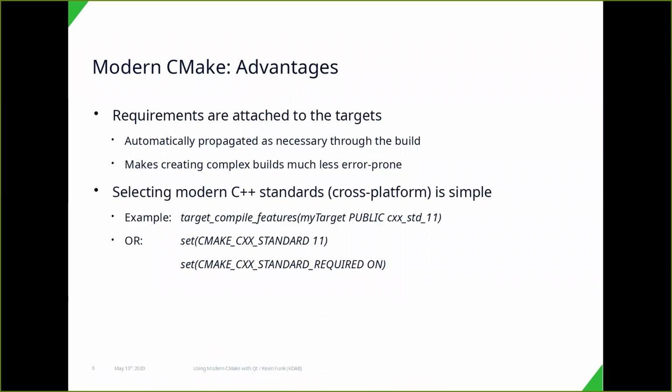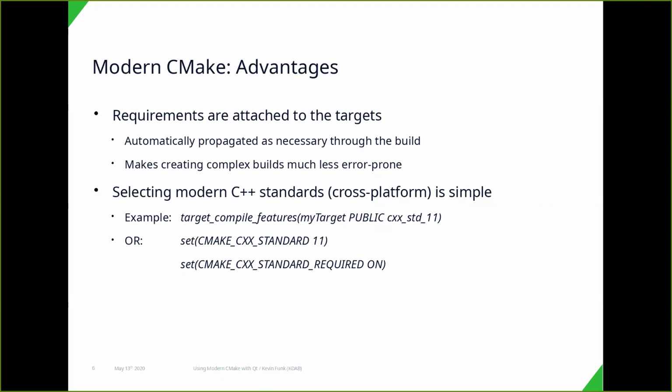Next thing, what are the advantages of that? As I said, the requirements are attached to the targets, not propagated through the whole build system. So there's a lot less things propagated through the build system. And also things like selecting modern C++ standards is quite simple using modern CMake.